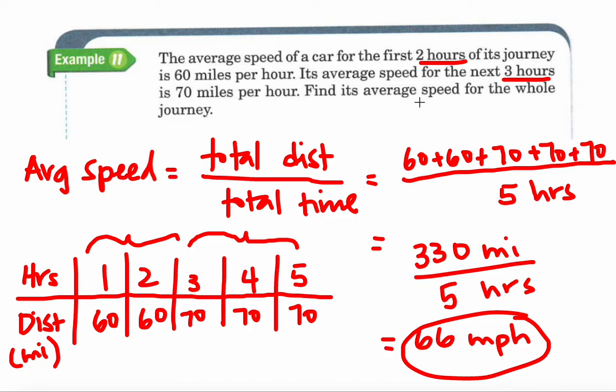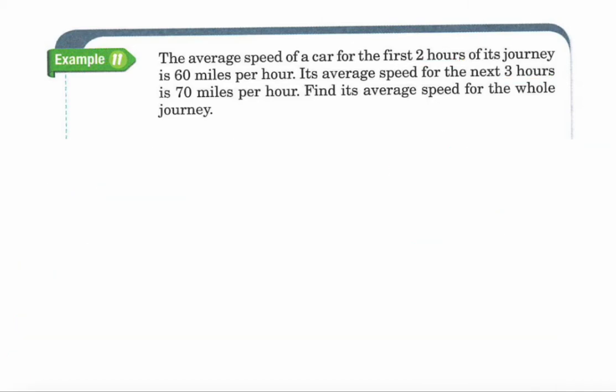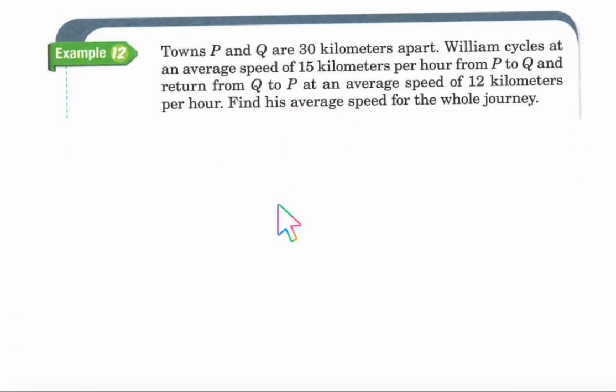Okay, so that's how you figure out the average speed. You need to figure out the total distance that the person traveled divided by the total time. So because this person was going at 2 different speeds, then you're going to have different distances that you need to add up. Okay, let's try another example.